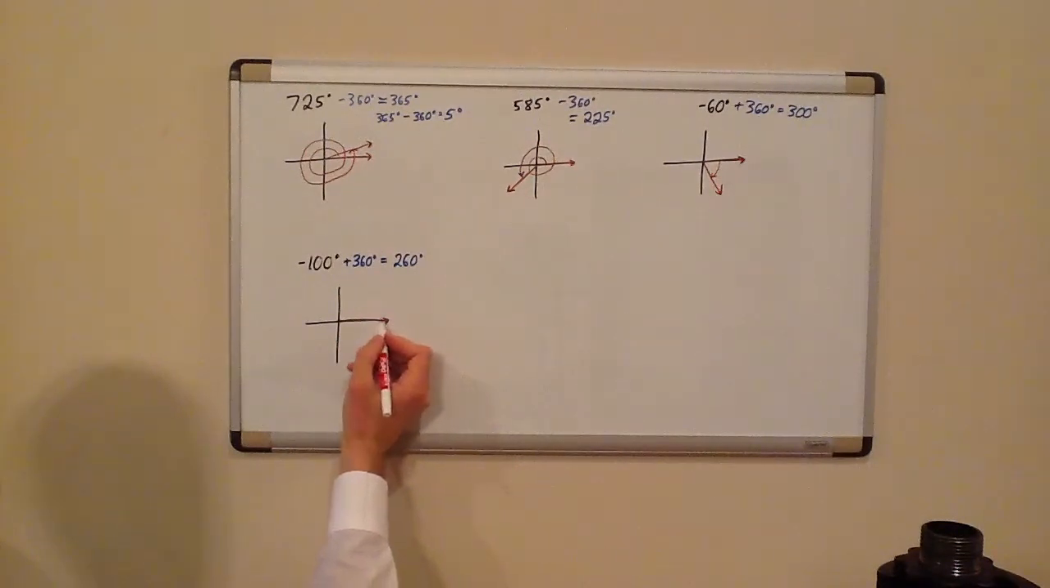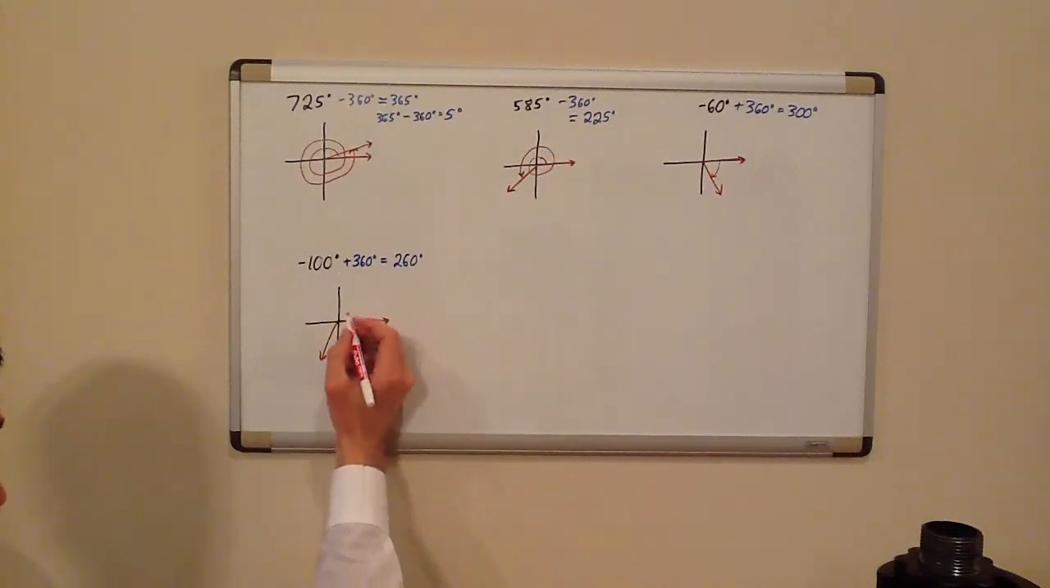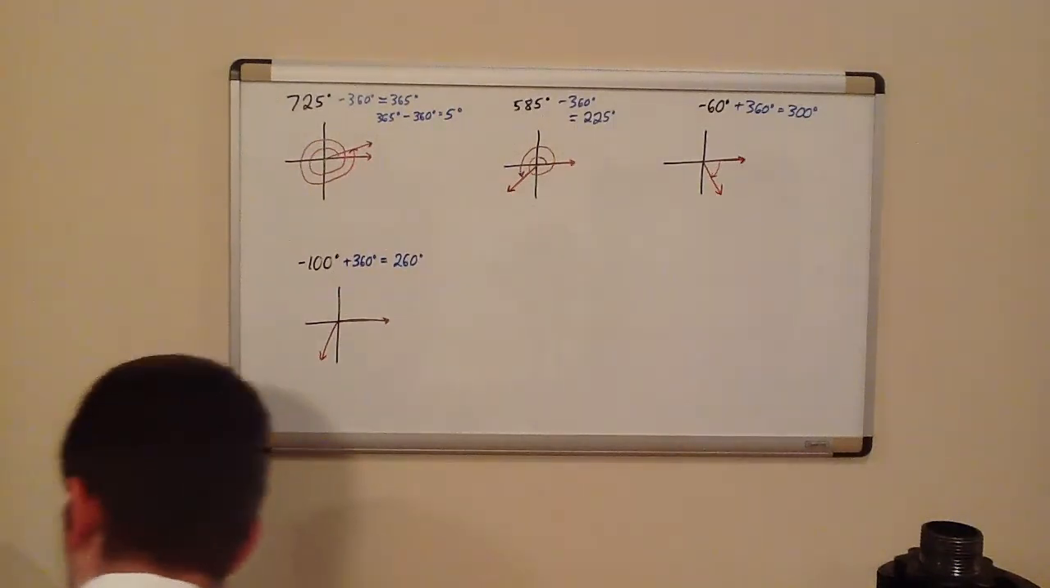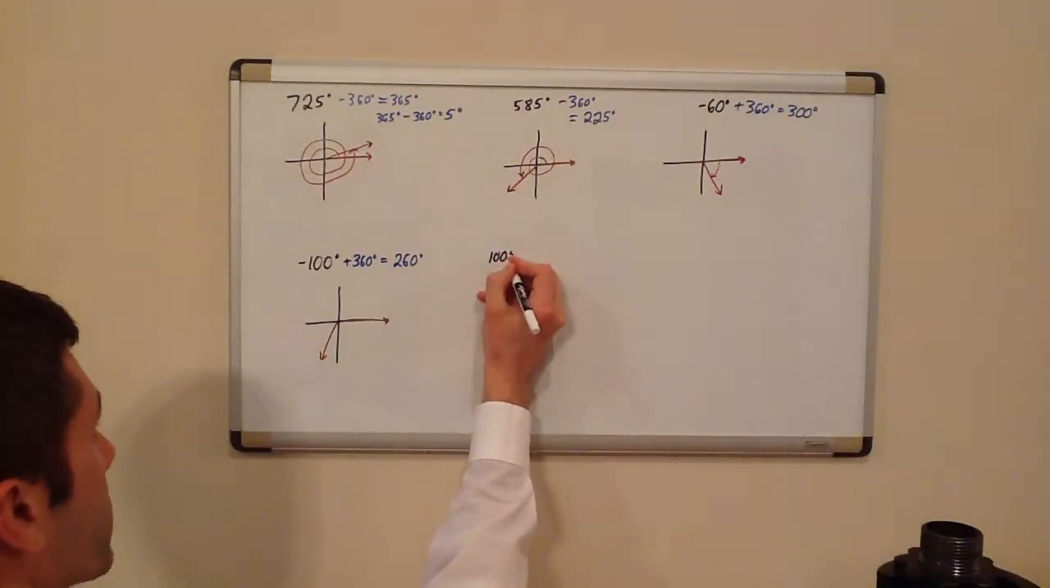260 would be right about there somewhere, probably a little further, but that's close enough. I'm going to stop drawing the angles of the little arrows in the middle, showing you which way it's turning. Okay, there are 4 more problems. We're going to go through these rather quickly, and then I'm going to give you a couple definitions. Well, one definition and an explanation.